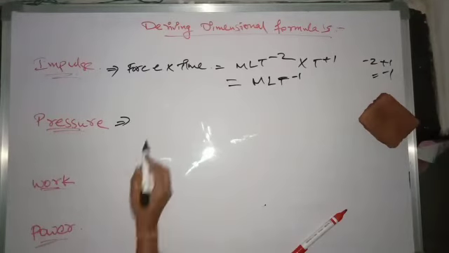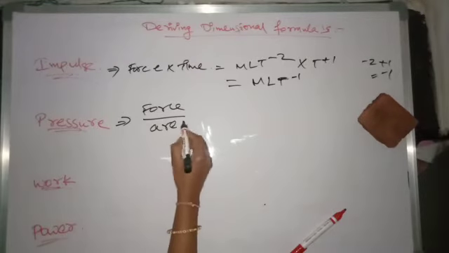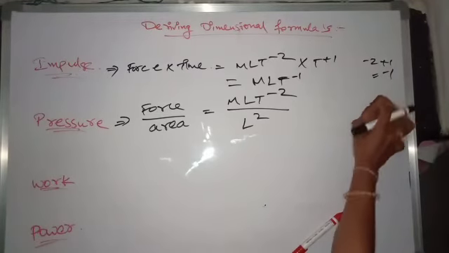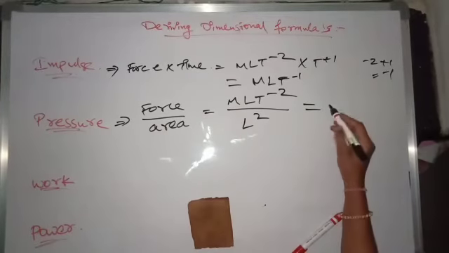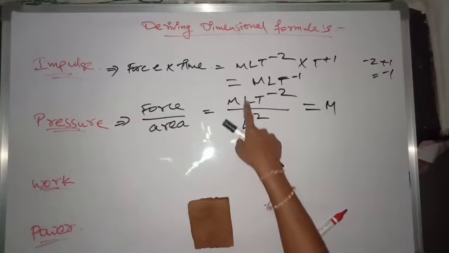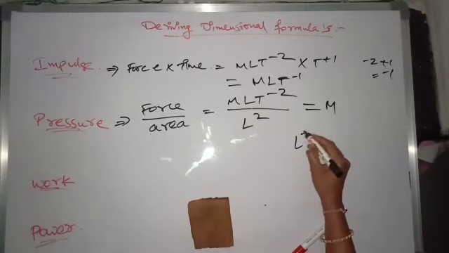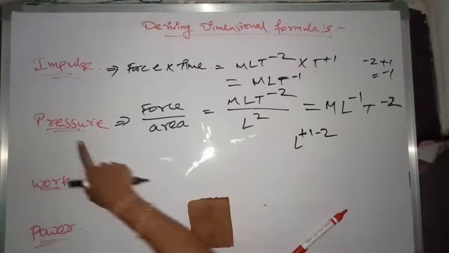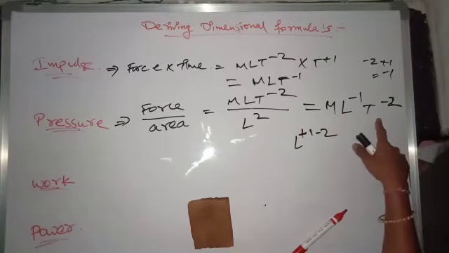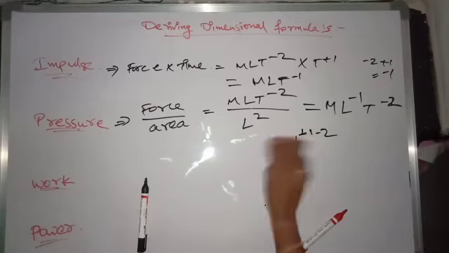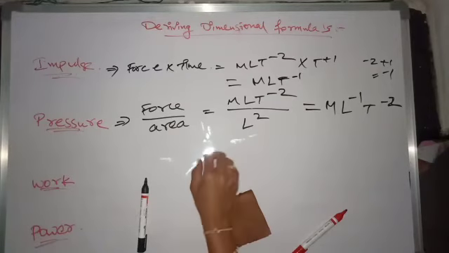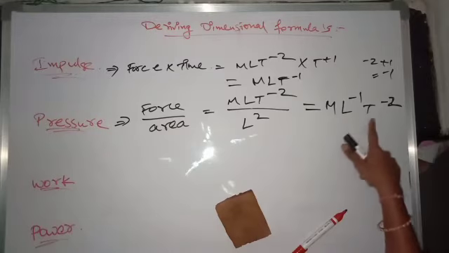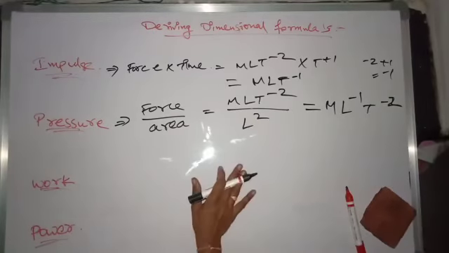Okay, next pressure. What is pressure? It's a force per unit area. What is force? M into L into T power minus 2. What is area? It's a length square, L power 2. Now you just add the powers. So length L power 1 minus 2 is L power minus 1 into T power minus 2. So the dimensional formula for pressure is M into L power minus 1 into T power minus 2. And if the question is what are the dimensions for pressure? It is 1 in mass, minus 1 in length, and minus 2 in time. Just don't confuse the dimensional formula and dimensions.